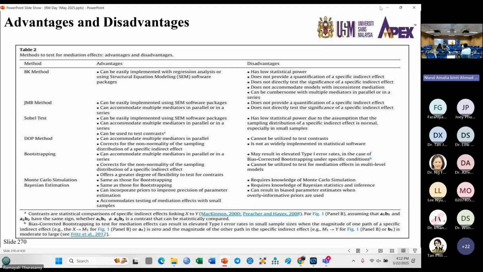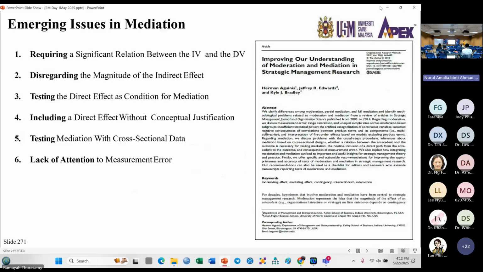James, Mullight and Bragg. What they say is, if your independent to mediator is significant, and mediator to dependent is significant, you already conclude the significance. That is mediation. No need to do anything. Okay? Similar to Baron and Kenny. Okay, so these are some of the issues in mediation, which are more discussed by Arvind.